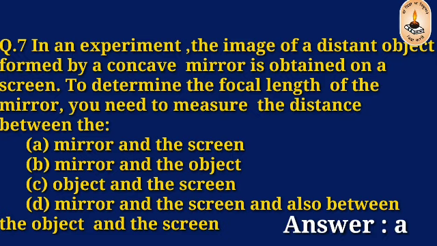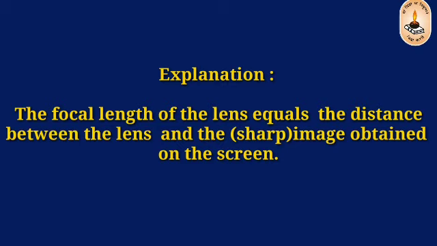The right answer is A, mirror and the screen. Explanation: the focal length of the mirror is equal to the distance between the mirror and the sharp image obtained on the screen.